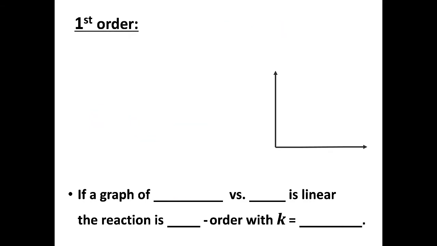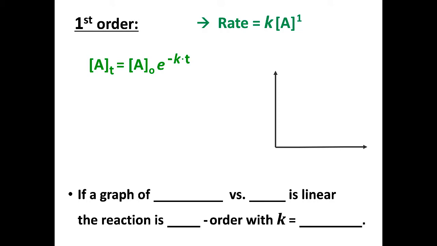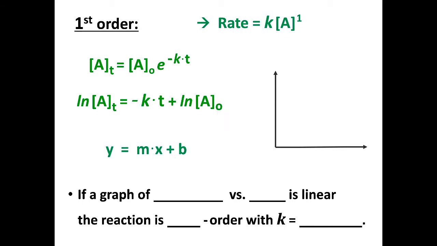And then the same basic idea applies for first order and second order. If it's a first order rate law, then rate equals k times A to the first power. That mathematically can be shown to have a concentration versus time relationship of A at time t equals A at time 0, A naught, times e to the minus kt. And if we take the natural log of both sides, we get ln of A at time t equals negative k times t plus ln of A at time 0. And this also is a straight line relationship.